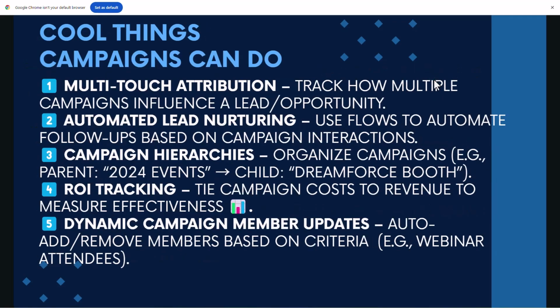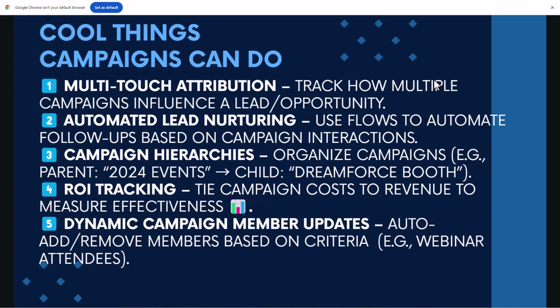And finally, as a summarization of cool things campaigns can do, so one is multi-touch attribution. So this allows you to track how multiple campaigns influence a lead or opportunity. We have automated lead nurturing, so using flows to automate follow-ups based on campaign interactions. Campaign hierarchies, which we briefly talked about in the video, so we can organize our campaigns better and see how they roll up to higher level initiatives. ROI tracking, again, what we talked about, be able to track our cost to revenue to measure the effectiveness of our campaigns, and then dynamic campaign member updates.